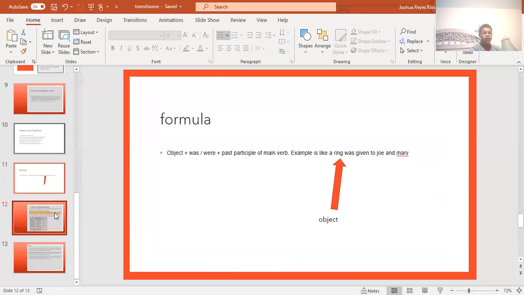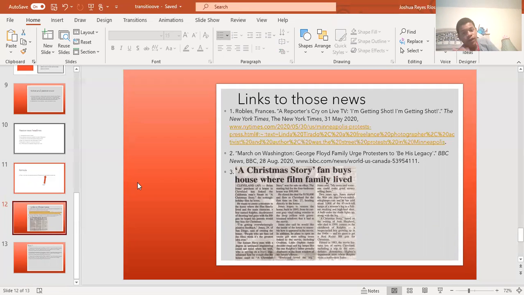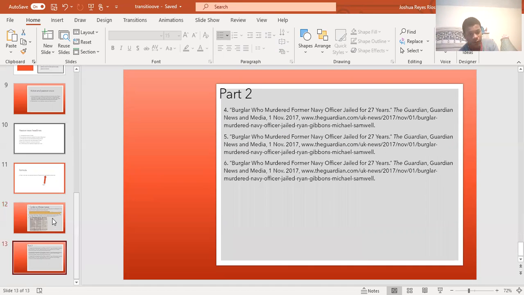Let's go to the next one. Here you can see the links to the stories that I told you about. A reporter cries on live TV, I'm getting shot, I'm getting shot. New York Times, March on Washington, George Floyd, family urges protesters to be his legacy. BBC. And I found the real photo of the headline of the story. A Christmas Story fan buys house where the film family lived. On the next page you can find them too.